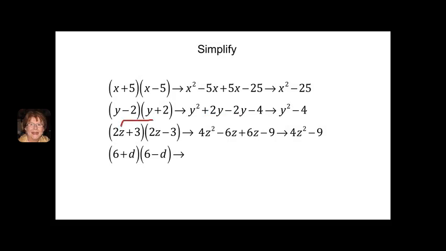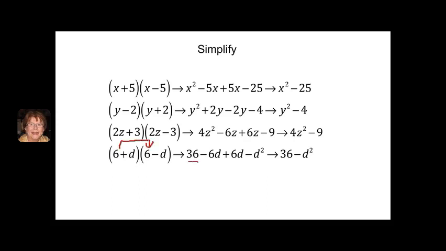Same here. 2z times 2z, 4z squared, our outside terms, -6z, our inside terms, +6z, our last terms, when we multiply, -9. The middle terms eliminate. What are we left with? 4z squared minus 9.